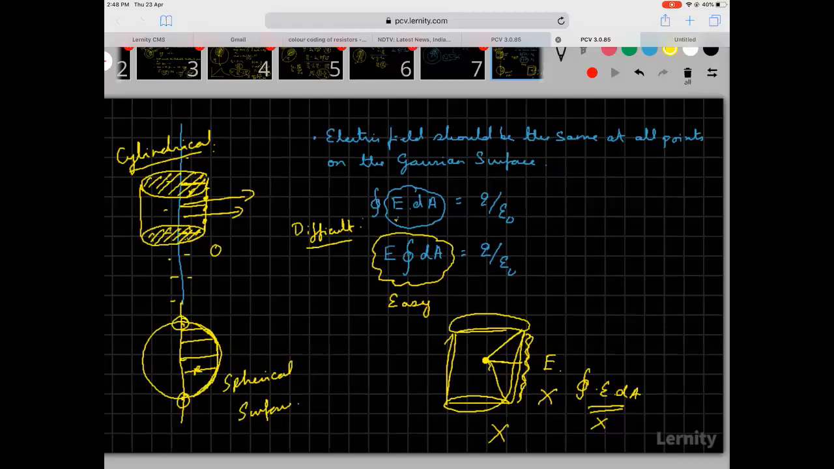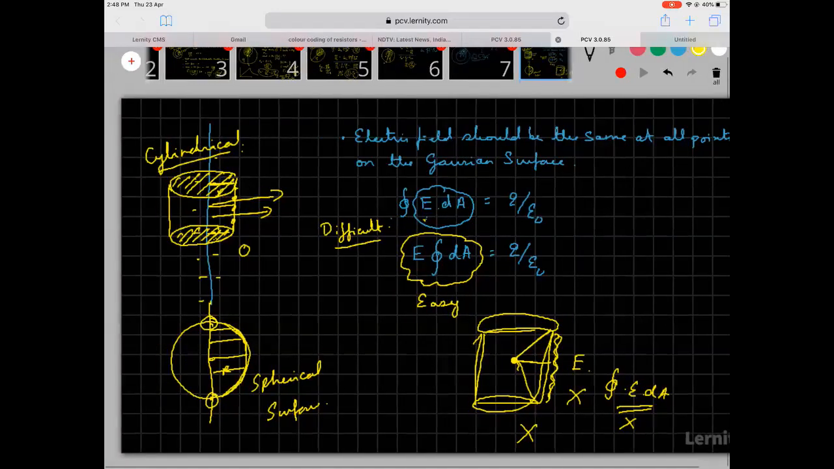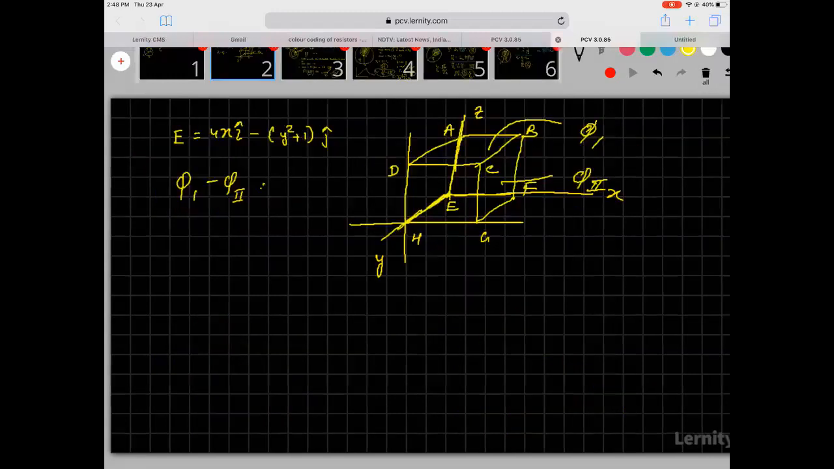Now, I want to ask you a question. Here is a question. See, this is the origin. There is a cube. The dimension of the cube is 2. This is 2, this is 2, everything is 2.